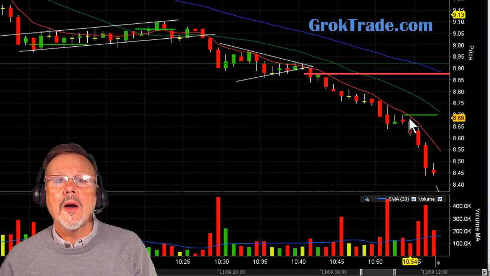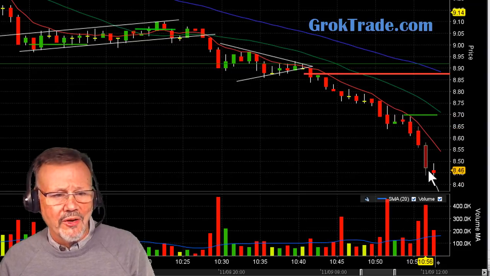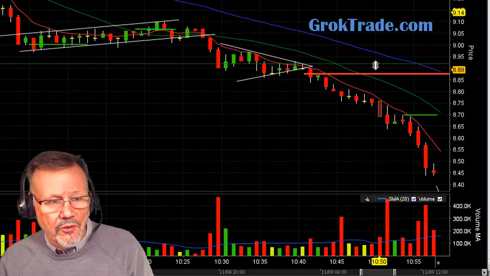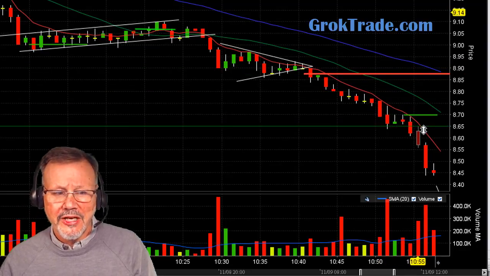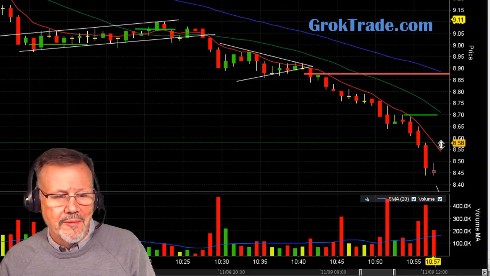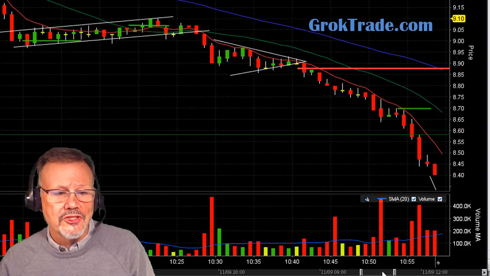Look at that. Kabam! Look at that fall down all the way down here to 8.45, and it's still going. Now bringing my second half stop down here, now at 8.60, just above this 8 EMA here. Getting way overextended down here.